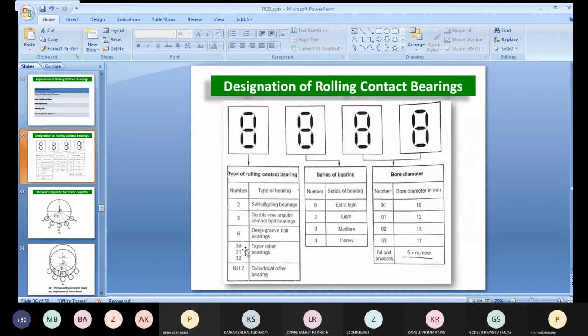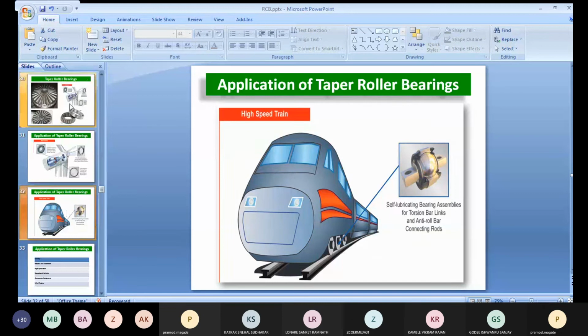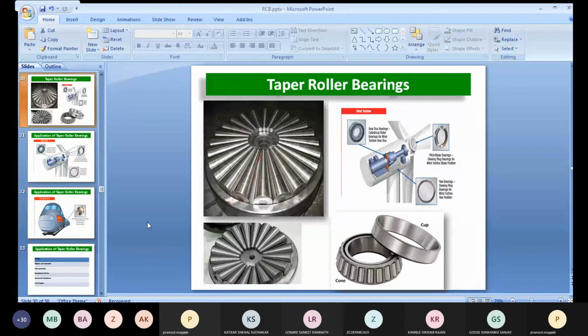नंतर जर 30, 31, 32 ने सुरू होणारे डिजिट्स असतील, तर डेसिग्नेशनमध्ये ते टेपर रोलर बेरिंग असतं. मग टेपर रोलर कुठले आपण बघितले, विंड टर्बाईन ट्रेनला वापरणारे हे असे टेपर रोलर. करेक्ट, म्हणजे याची लोड कॅरिंग कॅपॅसिटी जास्त असते, मॅन्युफॅक्चरिंग कॉस्ट जास्त असते.